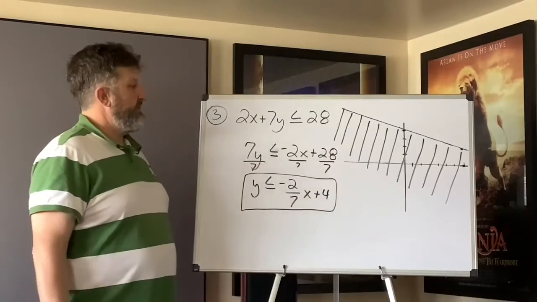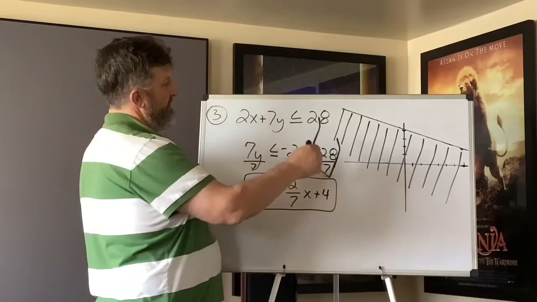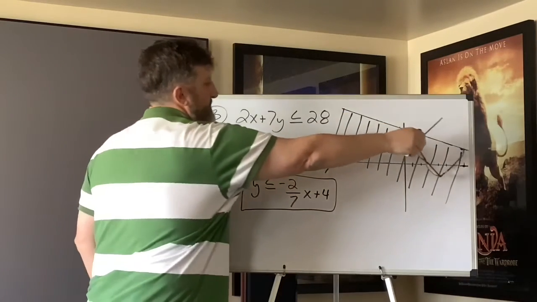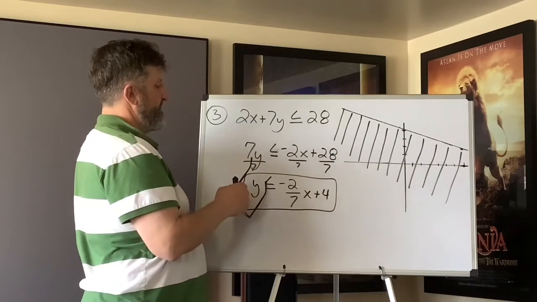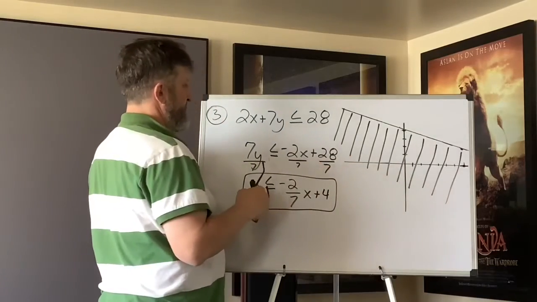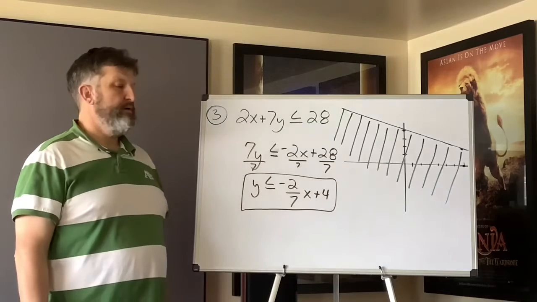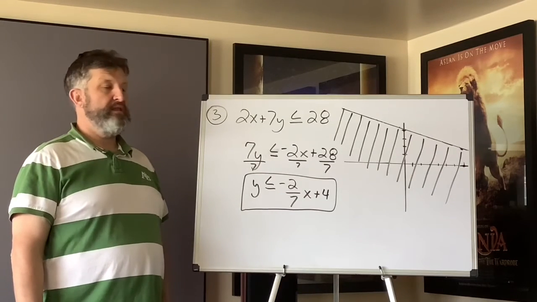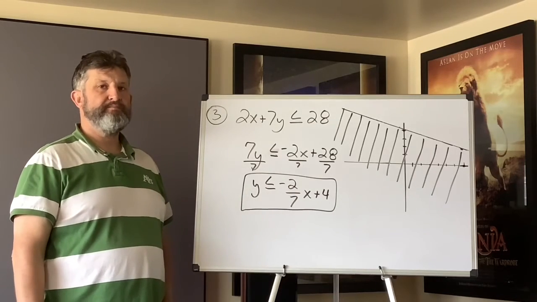All right, so there it is. We started at 4, down 2, over 7, right? Has to be a solid line because it's less than or equal to. Solid line, less than, so we shade below. All right, make whatever corrections you got to make. And then whatever mistakes you made in this one, learn from those mistakes and do better on number 4.